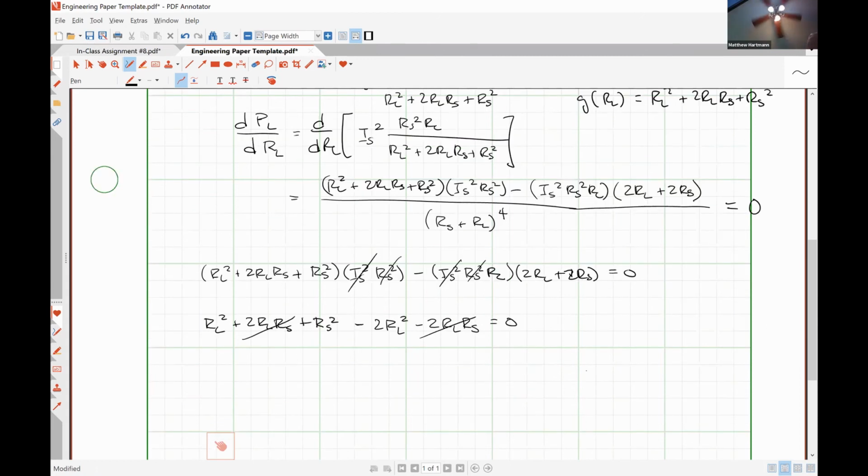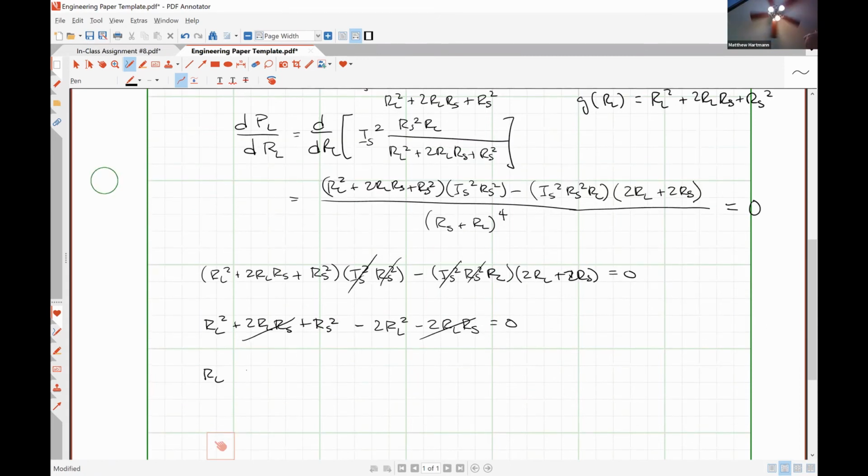So this leaves us with RL squared plus RS squared minus twice RL squared is equal to 0. So let's see, that's negative RL squared plus RS squared is equal to 0, which means RL squared is equal to RS squared, or RL is equal to RS.